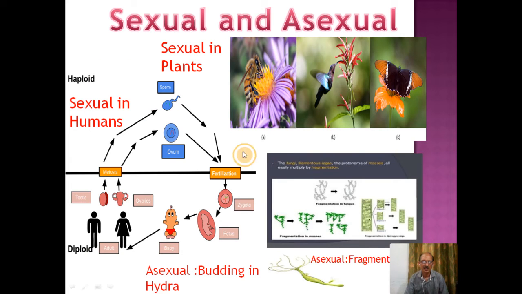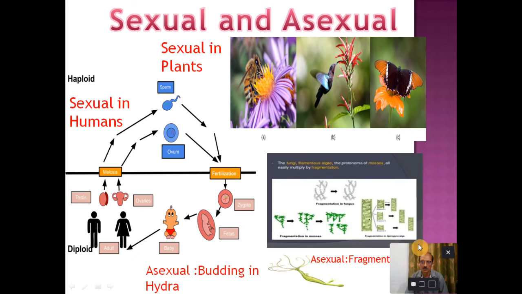And here we see how sexual reproduction is taking place. Human beings produce male sperm and female ovum, and both fertilize to form a zygote and ultimately give rise to a new baby, that is offspring. And in plants showing sexual reproduction, pollination takes place, and after pollination, the male nuclei and female nuclei combine to form a new plant. And in the lower diagram, there is fragmentation, that is an asexual type of reproduction, being shown in different organisms, and this is budding in hydra, which is also a type of asexual reproduction.